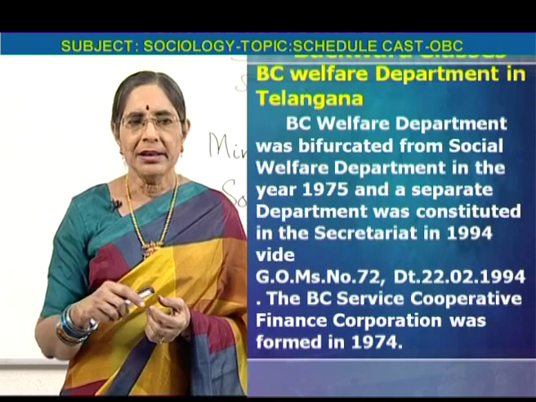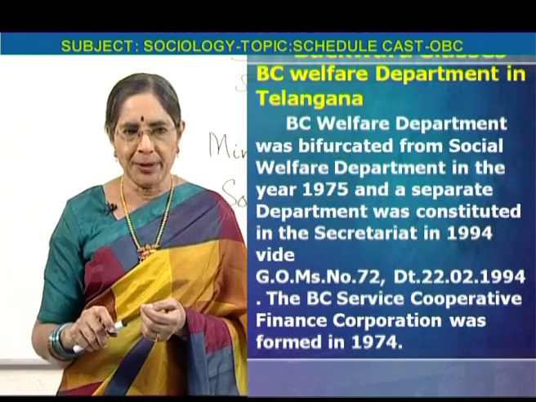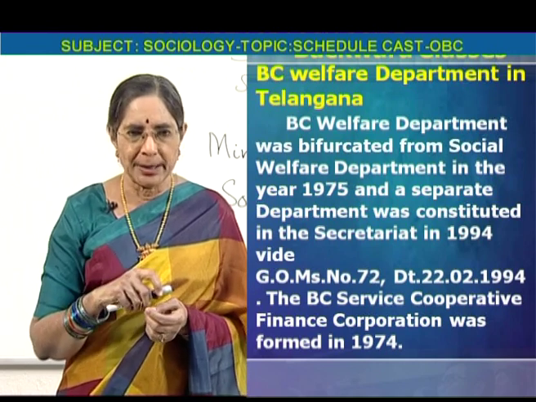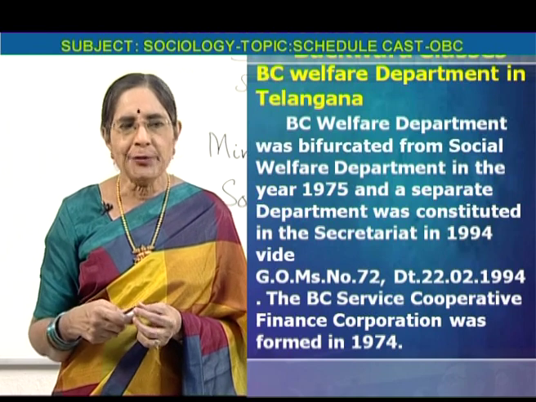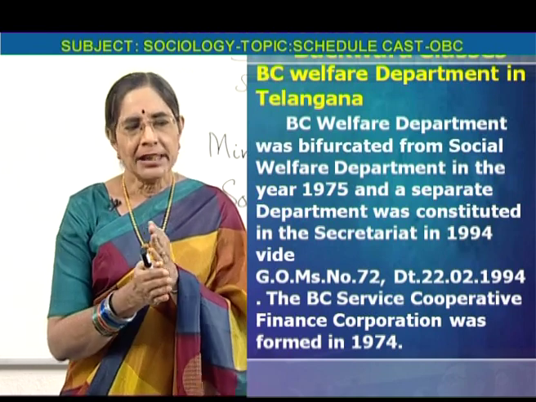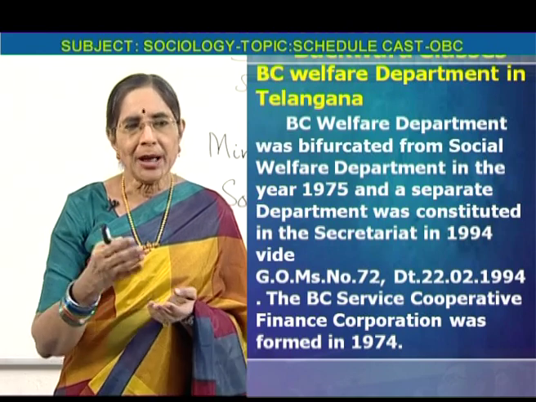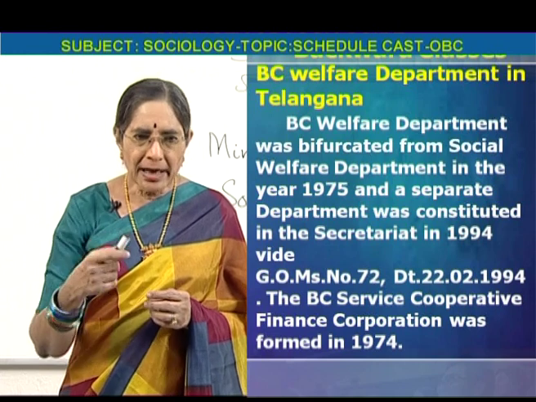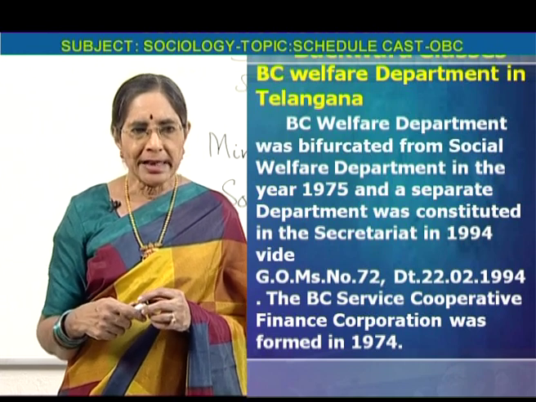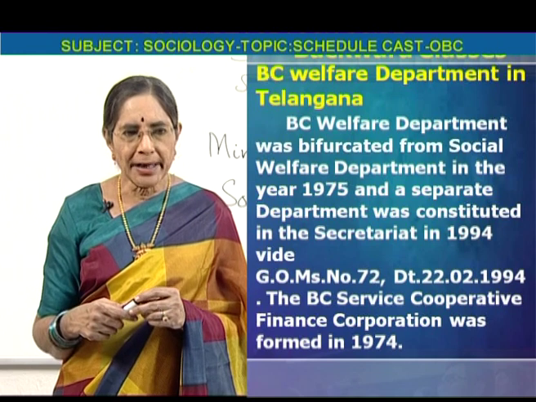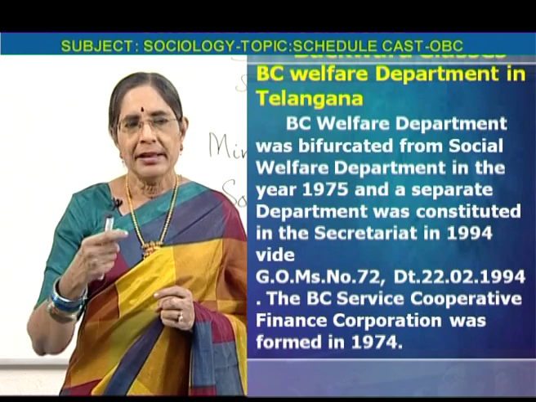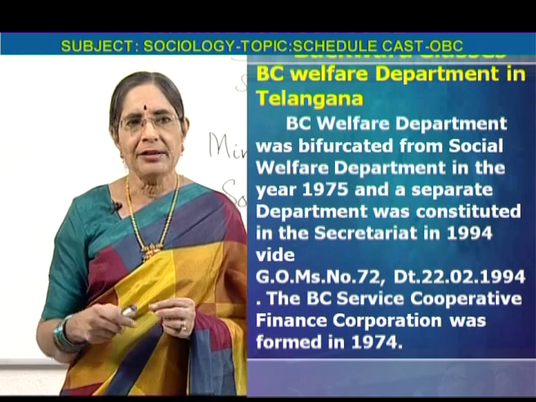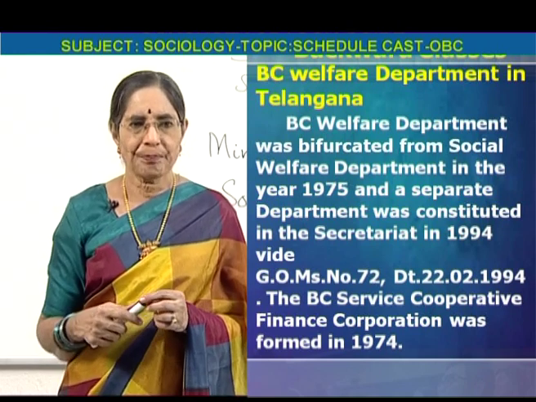We have a backward classes welfare department, which is bifurcated from the social welfare department. In the year 1975, the social welfare department was bifurcated and a separate department for backward classes was constituted. We also have the Backward Classes Service Cooperative Finance Corporation. This came into existence in the year 1975 and it is running till now.